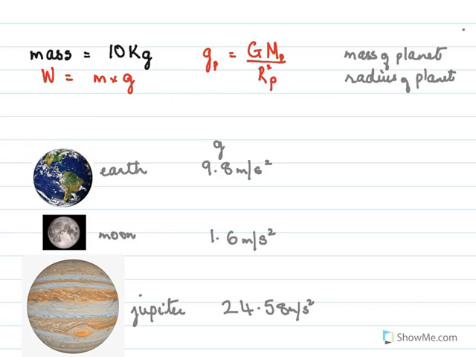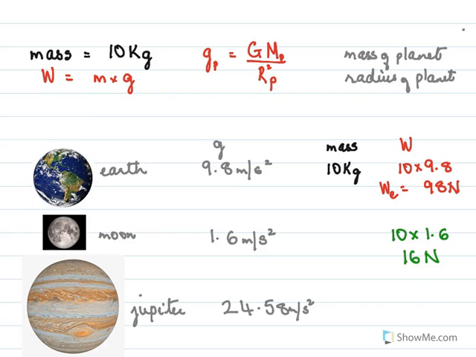So if an object has a mass, say 10 kgs, what would be its weight on Earth? It would be mass, which is 10, into acceleration due to gravity, 9.8. So this would be 98 newtons, the weight on the Earth. Now let's go ahead and see what would be its weight on the Moon. Again, mass, which is 10, into acceleration due to gravity, which is 1.6. So it would be 16 newtons on the Moon.